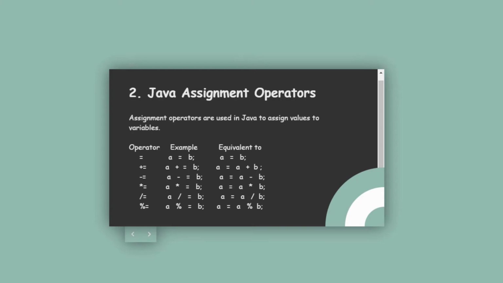Let's see some more assignment operators available in Java. These are some Java assignment operators as you can see on the screen. You don't have to remember all the operators. Once we use it in our program, all your doubts will be clear. So let's move on to the next operators, that are Java relational operators.